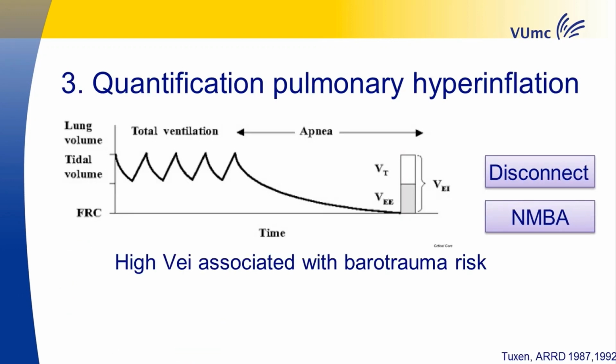I'm sorry, this is nothing new. This is really ancient work, actually, from the 80s. That's why Tuxen at that time suggested that it's better to measure a volume instead of a pressure. That volume is the volume at end inspiration, defined as the volume above FRC after an inspiration. The volume above FRC at end inspiration, VEI, is the tidal volume plus this volume at end expiration. How are we going to measure this?